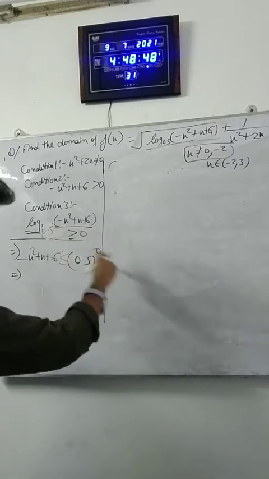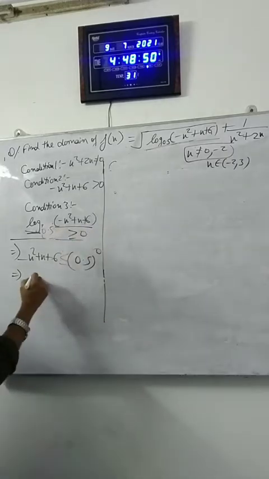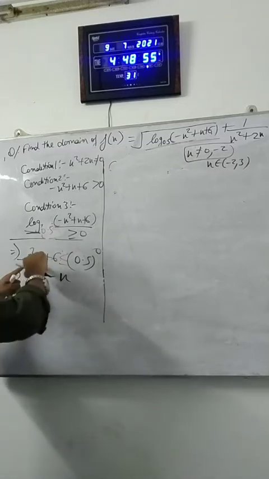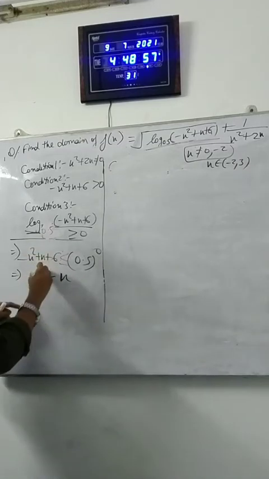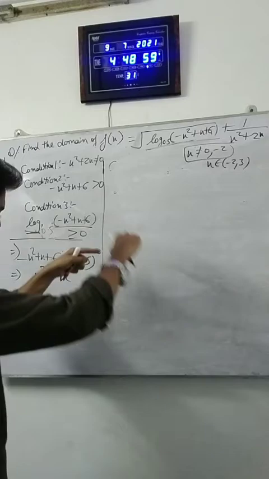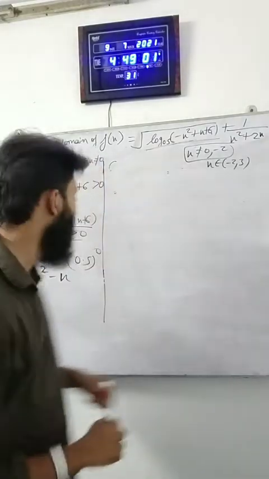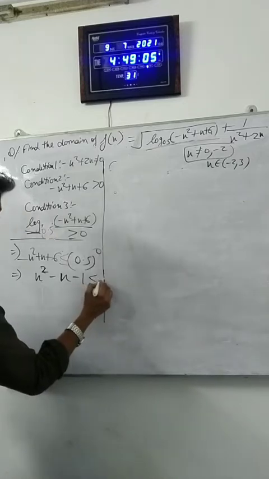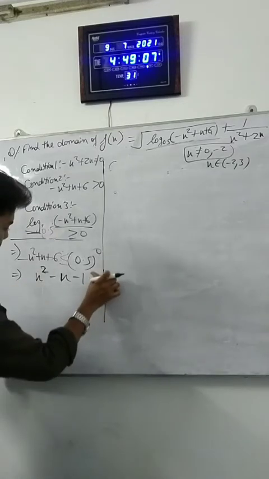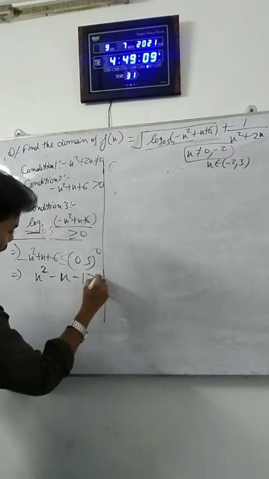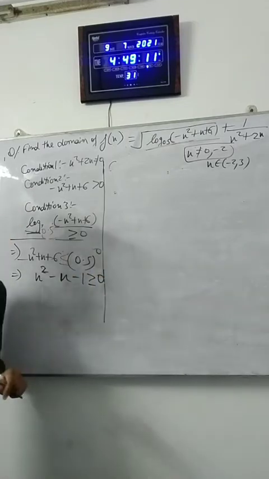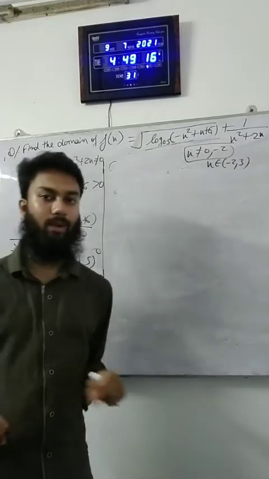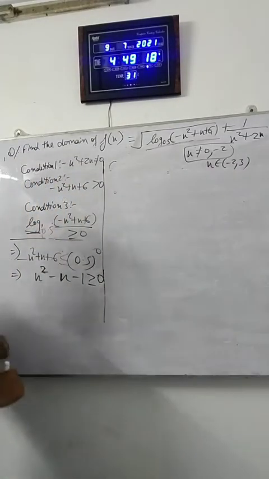After transferring these terms to the right hand side, I can say that x square minus x, because one term was minus, x square was minus, so when it is transferred to the right hand side, it will become plus. So no need to mention that, and it will be minus 1. And from the right hand side, the inequality sign will be greater than. When these terms are transferred to the right hand side, the inequality sign will be greater than.